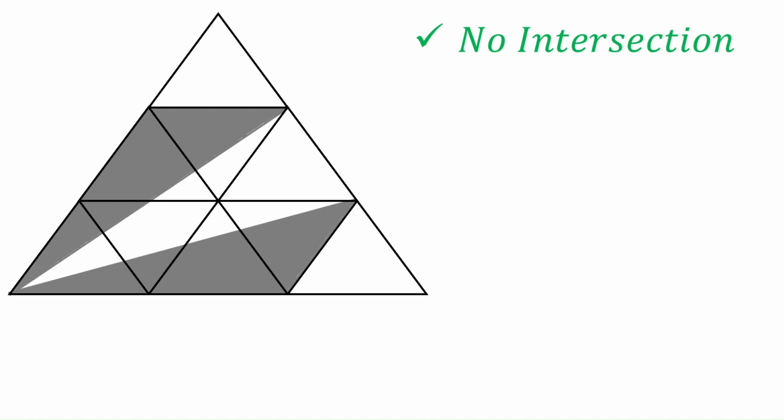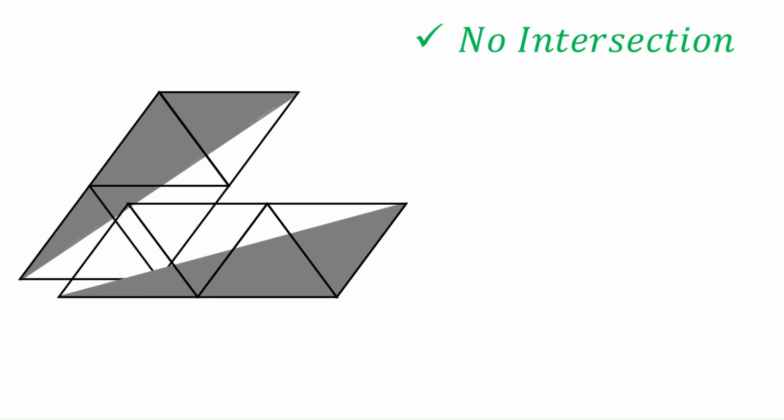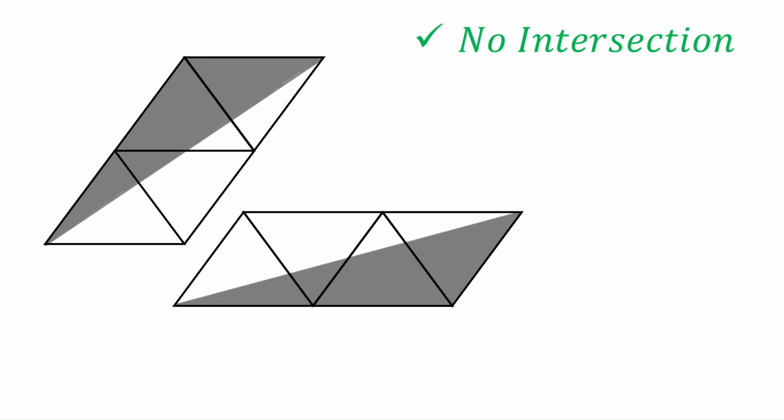Let's investigate. Each shaded portion sits inside a parallelogram formed by 4 mini triangles. Take a look here. We can split them like so to create 2 separate parallelograms, each of 4 mini triangles. And here's the key. The dividing lines of the diagonals of those parallelograms form the grey area.